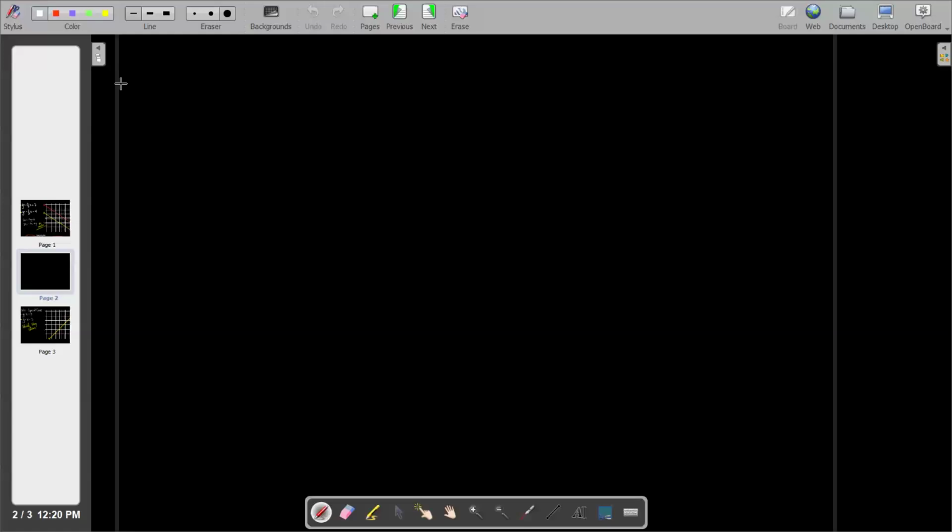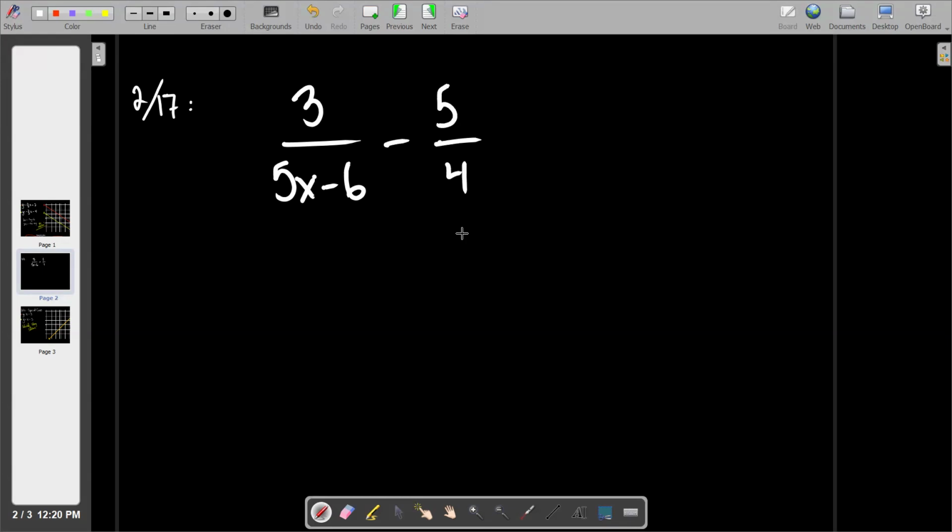All right. So continuation from Thursday. So I'm going to do these in reverse order because I feel like it. So our first one will be 3 over 5x minus 6 minus 5 over 4.